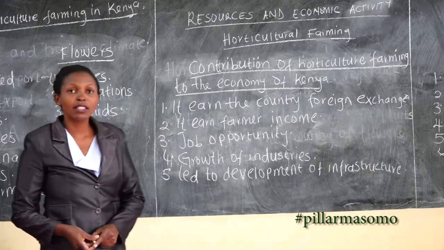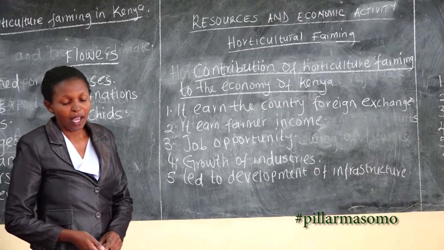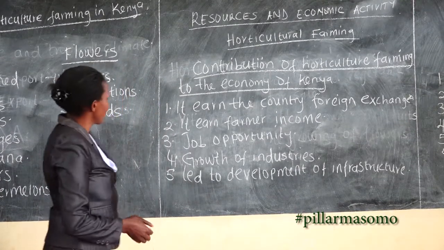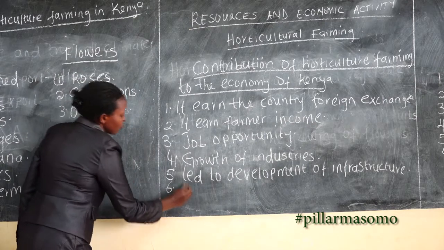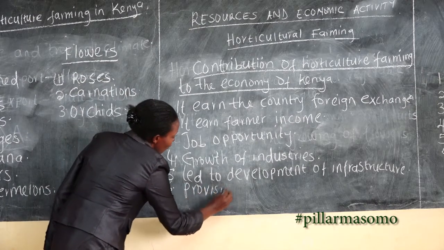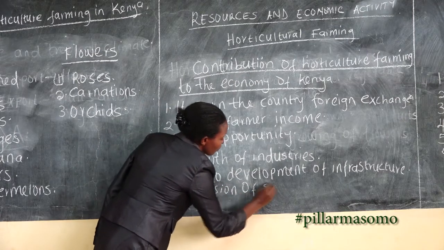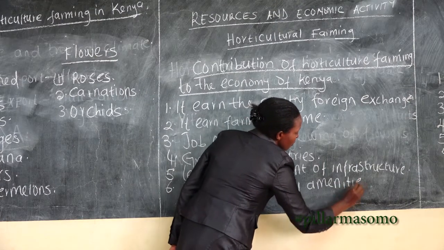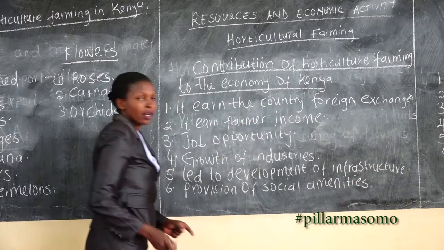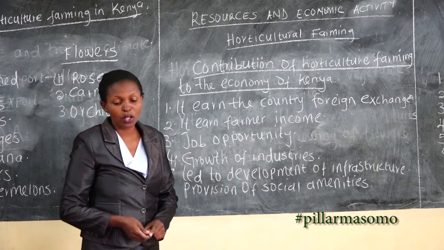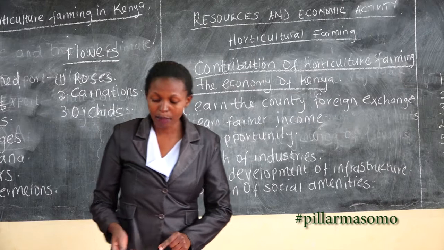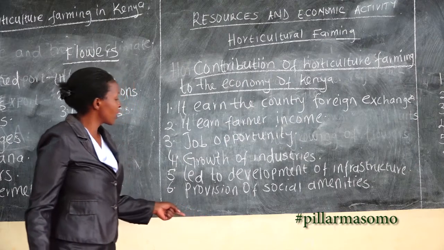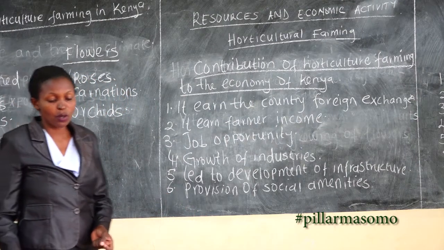So we have development of infrastructure, and these ones are like roads. So roads are constructed in those areas. Then we have provision of social amenities, and these ones include the schools and also the hospitals. So we have the building of schools and also the hospitals.